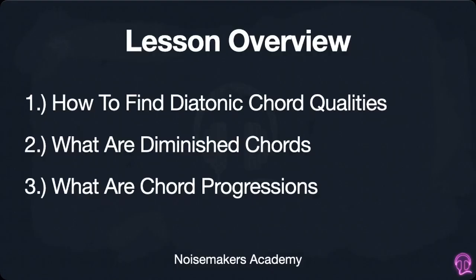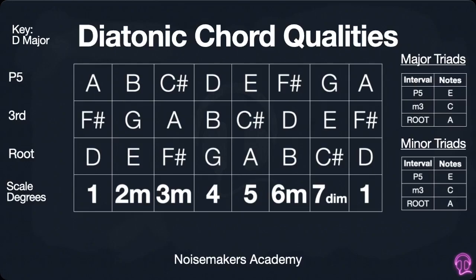Let's jump on in. Okay, just a quick lesson overview. Throughout this lesson, we're going to know how to find diatonic chord qualities, what are diminished chords, and what are chord progressions. So if we remember, diatonic chords are just chords using notes from the key signature.